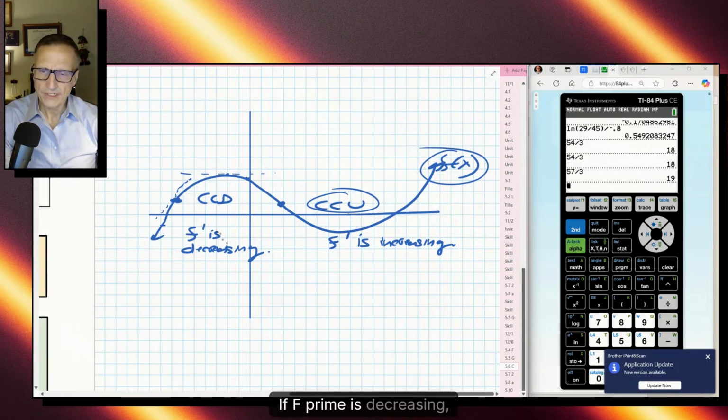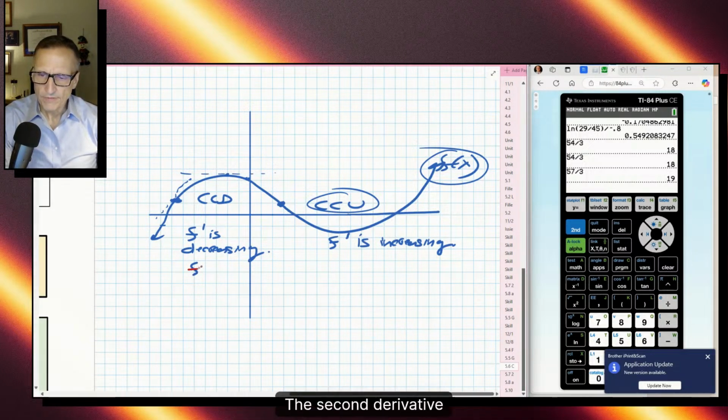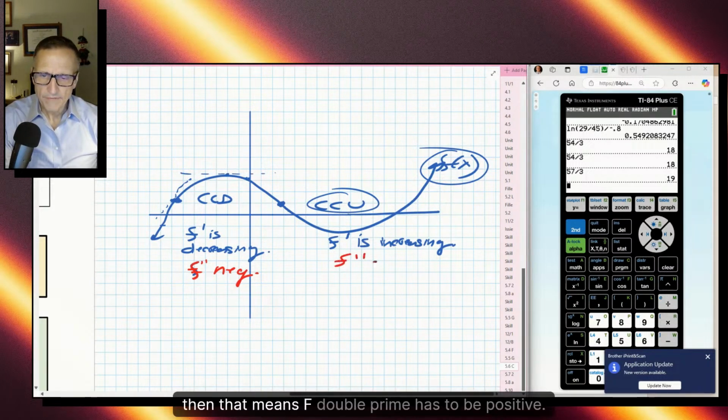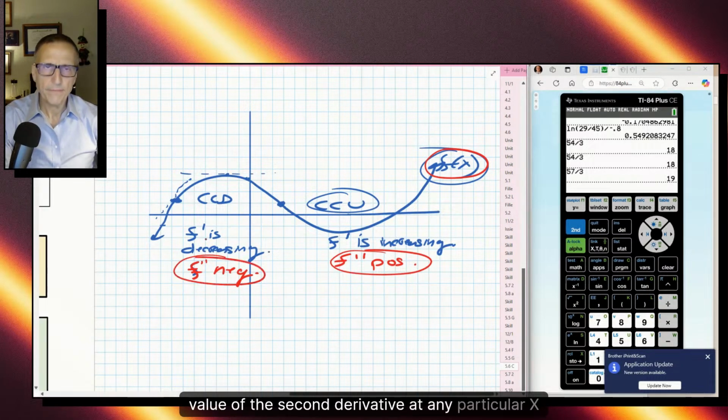If f prime is decreasing, what must the second derivative be doing? The second derivative must be negative, right? Because if f prime is decreasing, its derivative must be negative. Its derivative is f double prime. If f prime is increasing, then that means f double prime has to be positive. So we draw conclusions about f of x based on the value of the second derivative at any particular x value.